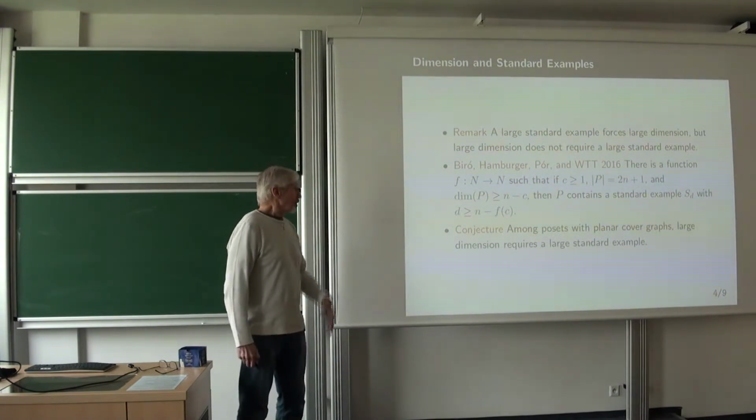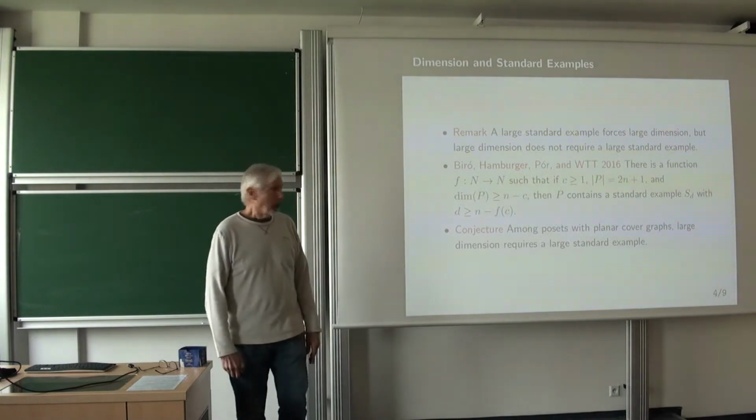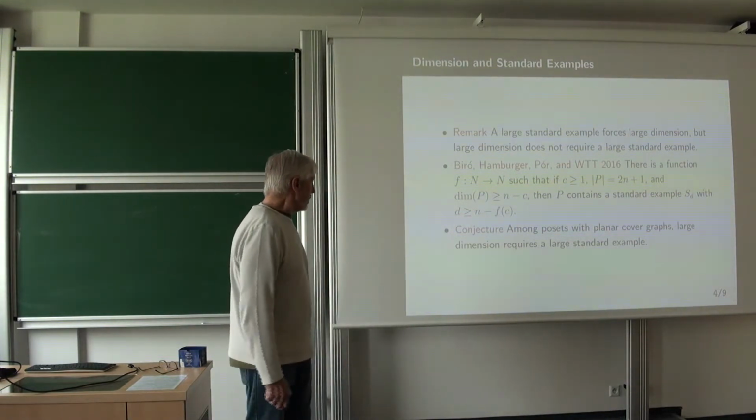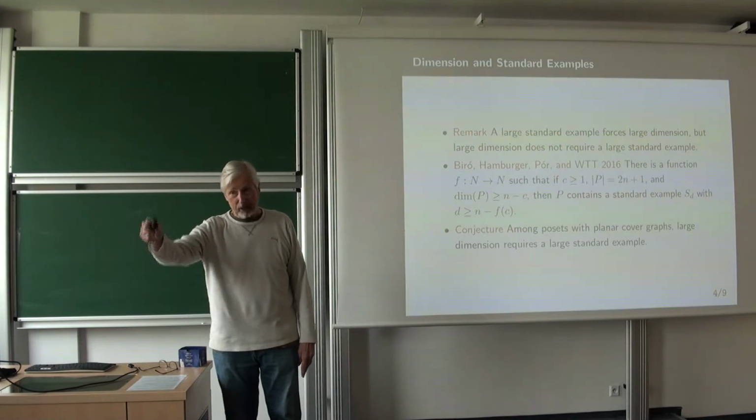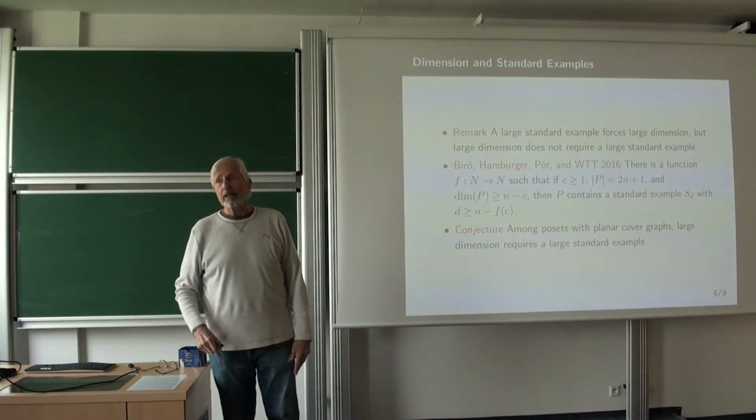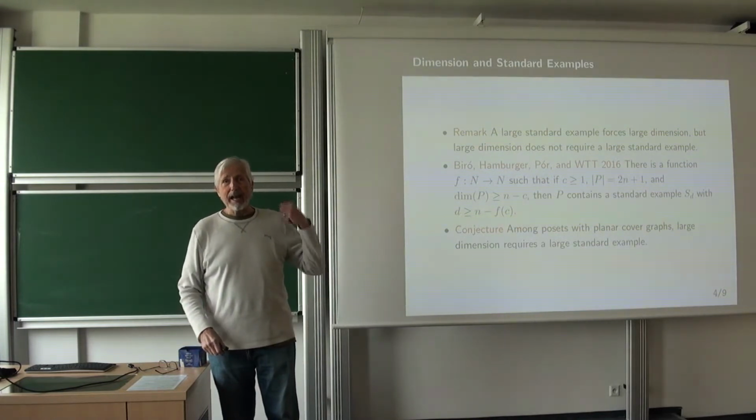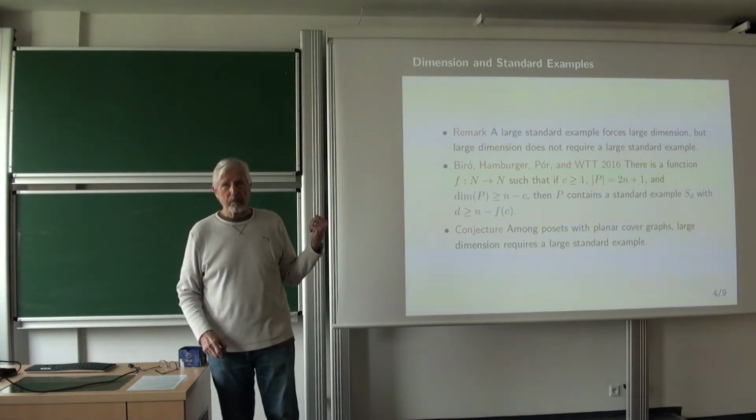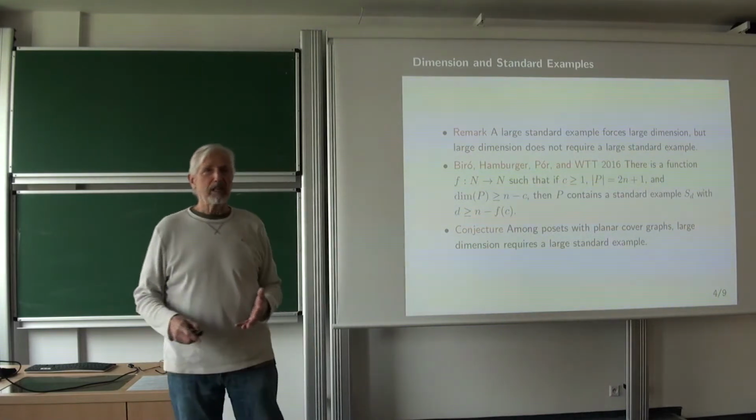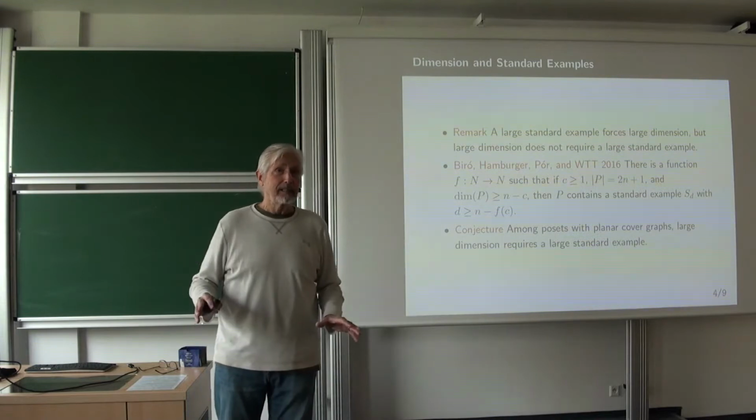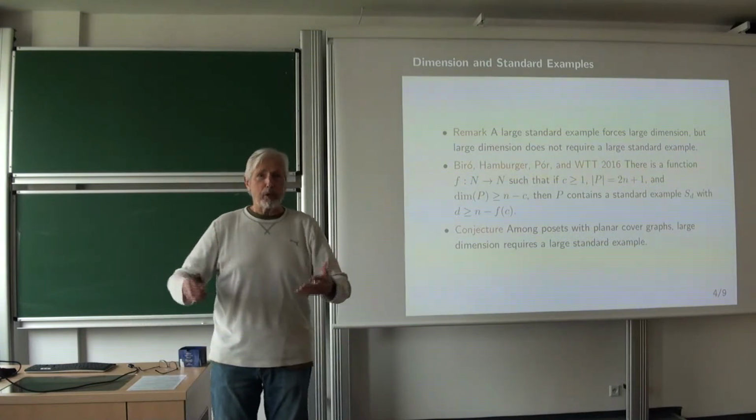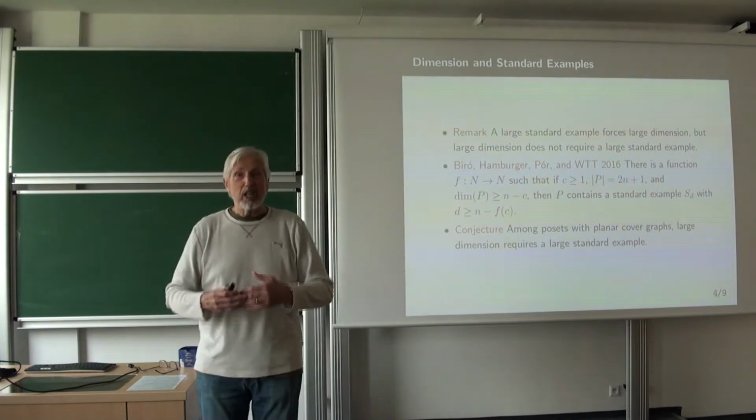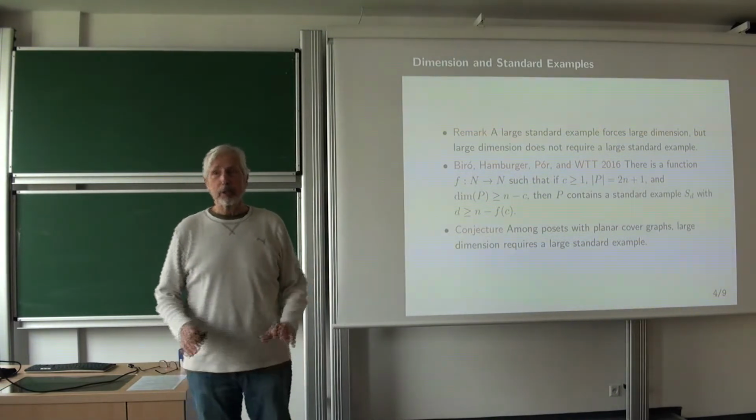Now, here's the first of two major conjectures. Among posets with planar cover graphs, large dimension requires a large standard example. And some conjectures, you can date them right there and say, okay, here's the first time it appeared in print. This one's a little vague because I know from notes that I have that this goes back more than a decade before it appeared in print. And the reason that nothing was happening with it is because nobody had any idea how to attack it. So you don't make yourself look like an idiot by bragging about what you can't do. And not only can you not do it, you don't have any idea how to begin. So it just kind of laid there for a while.